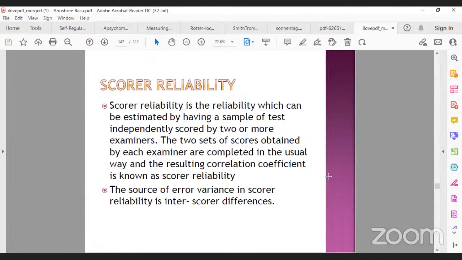In the example I gave you, in the first test you received 60 marks, and in the second attempt with another scorer you got 90 marks. Here the source of error variance is the inter-scorer differences. It is how the scorers have given you the sets of scores, which are very different from each other. But if you get 60 marks in one, and in the second one you get around 62, 63 or 64 marks, that means the scorer's reliability is high.